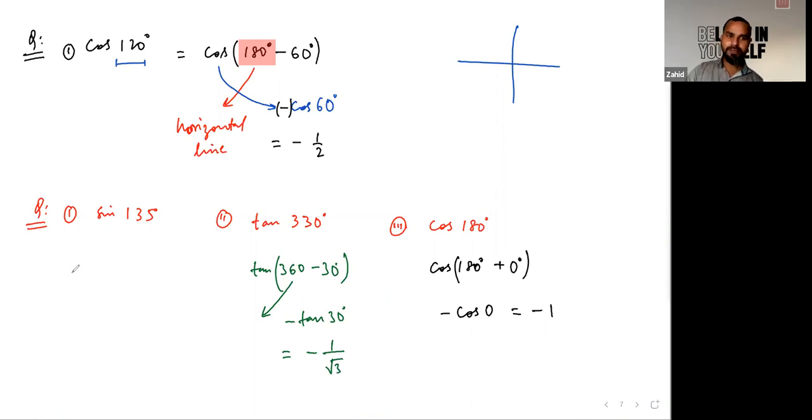For the first part, write it as 180 degree minus 45 degree. This is the horizontal line on which there will be no change. So it will be sin 45. And this angle is lying in the second quadrant where sine would be positive. So it will be plus sin 45, which equals 1/√2.